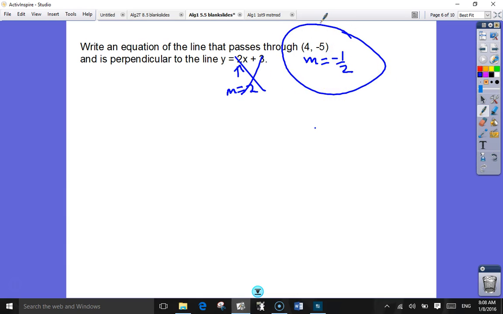And again, you could plug it into slope-intercept or point slope, either one. I said this line has a slope of 2, right? So our line must have a slope of -1/2 because they're perpendicular. Opposite reciprocals.